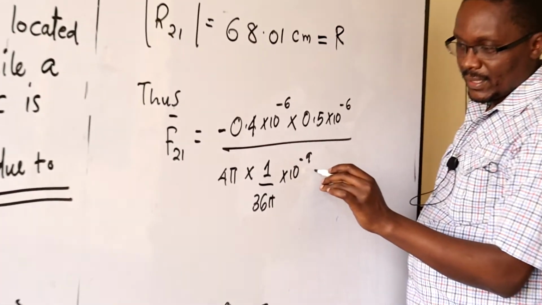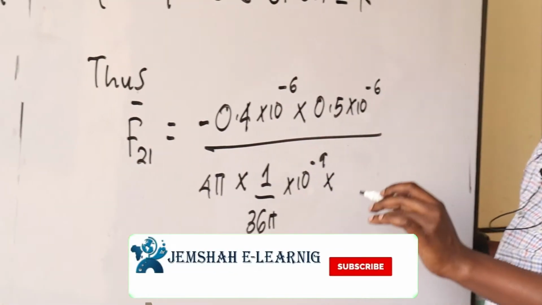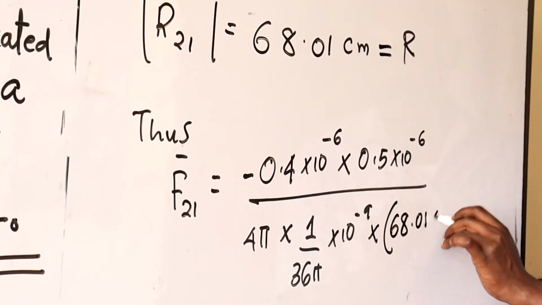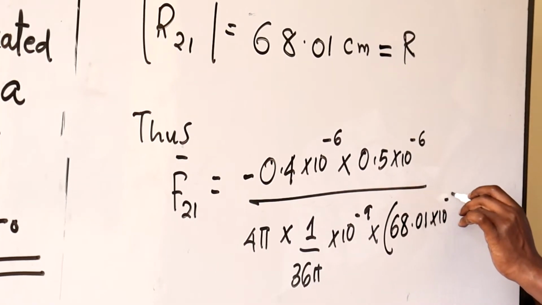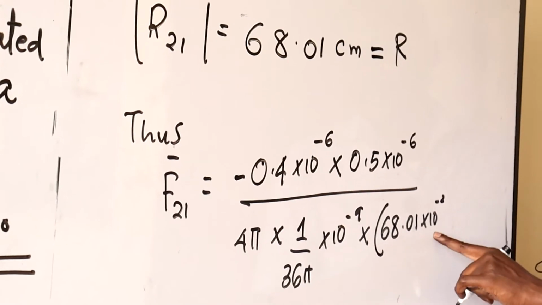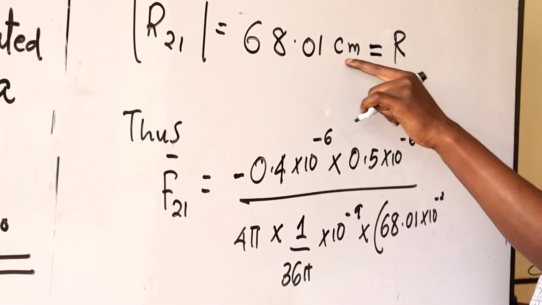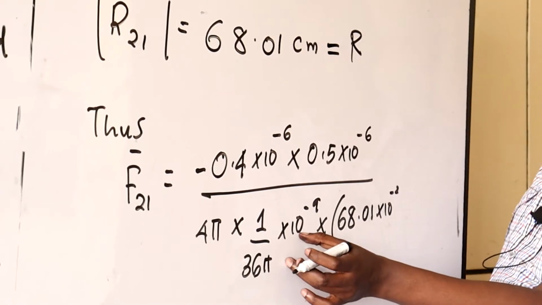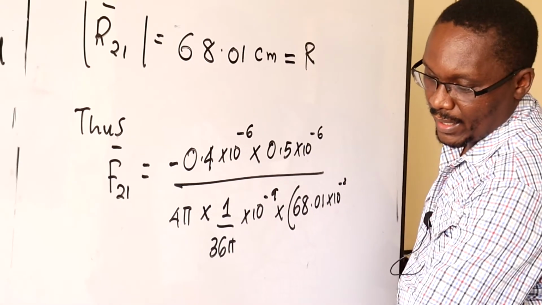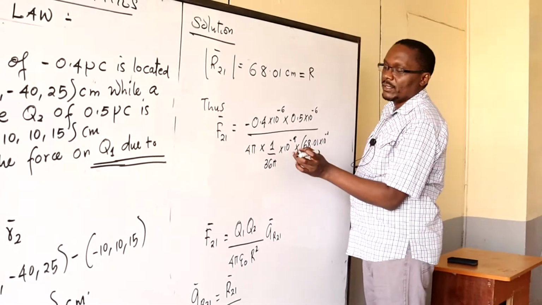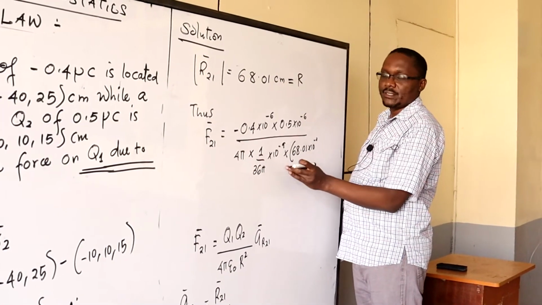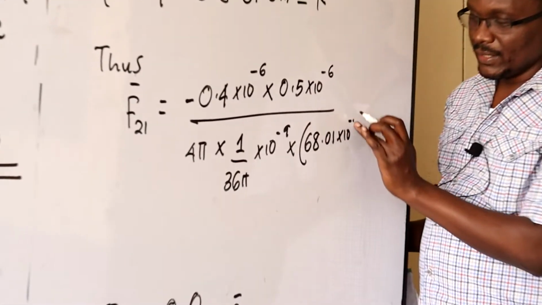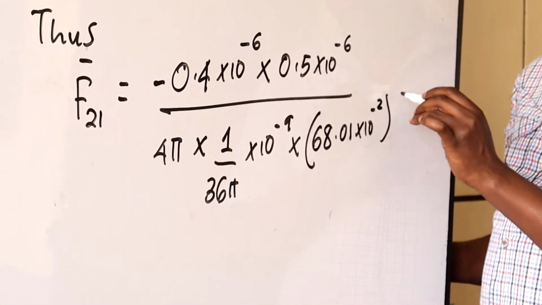So we can say that R squared will be 68.01 times 10 to power negative 2. I'm changing centimeters to meters, because this value of epsilon, which was given here, is in farad per meter. So everything should be in meters. So we have that 10 to power negative 2, then we square that.